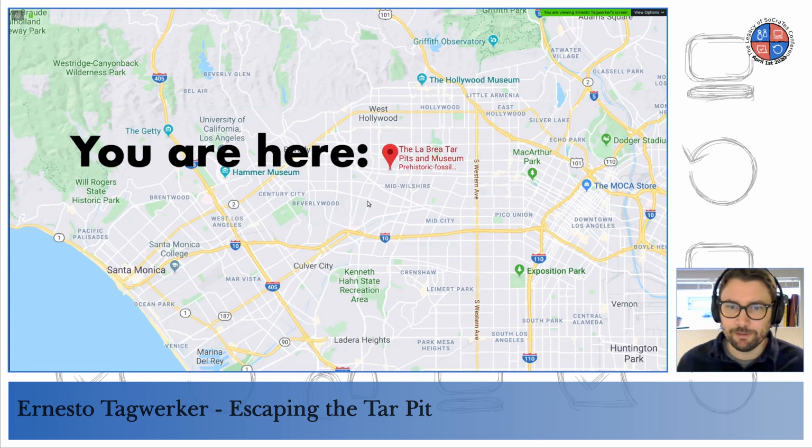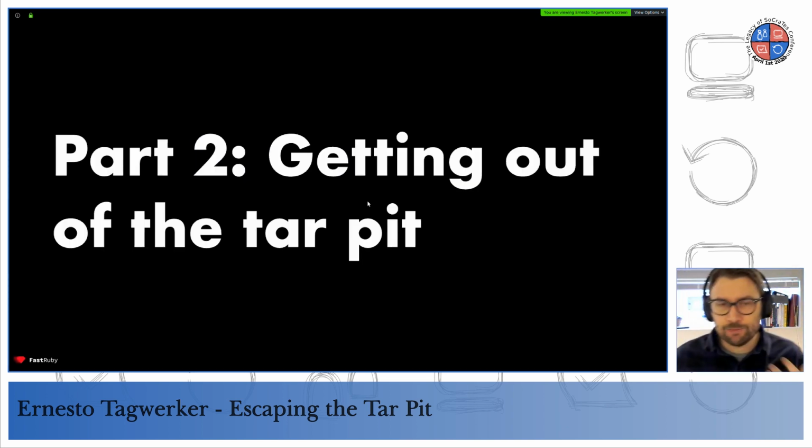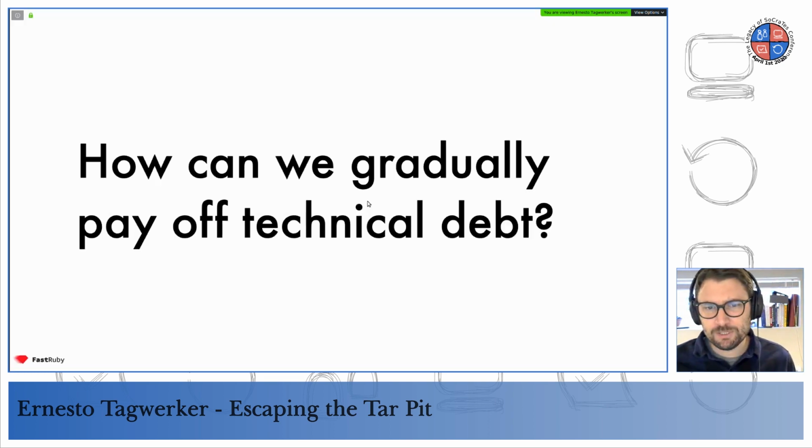So now we have three signals, and now we know where we are when it comes to the tar pit. Now that we know where we are, we can make decisions to get out of it in a gradual, measurable way. That's what part 2 is all about. And I'm going to have to speed through this because I'm running out of time. But it builds on top of part 1.